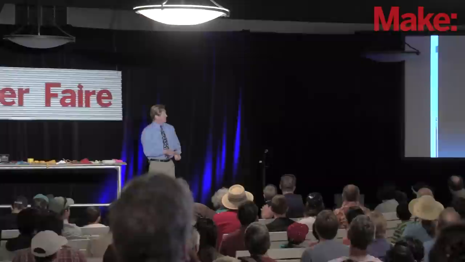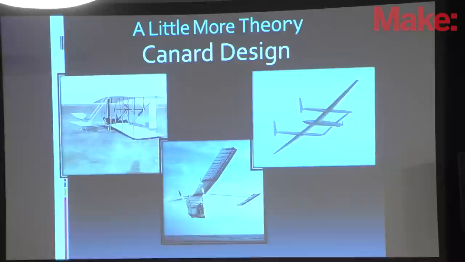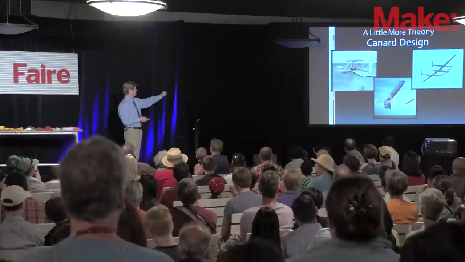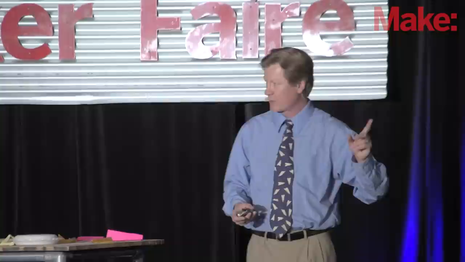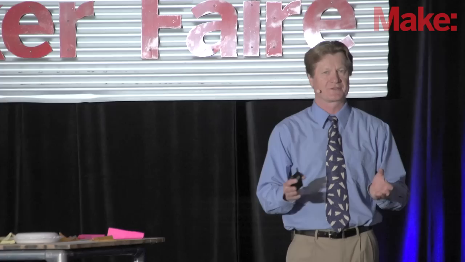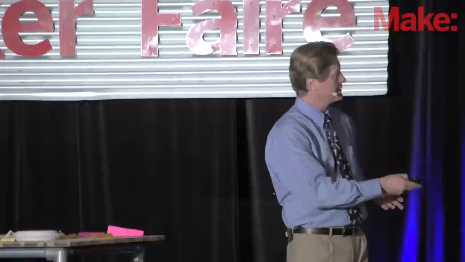Now we're going to talk about canard designs. Canard is French for duck. About 90% of the room probably knew that. These are three pretty famous canard designs. The Wright Flyer, the first powered, sustained, controllable flight aircraft. The Gossamer Albatross on the bottom there, the first aircraft to fly human-powered across the English Channel. And this is the Voyager, the first aircraft to fly around the globe nonstop without refueling. All of these planes have one thing in common. They have a little wing in front, and that makes them a canard design.